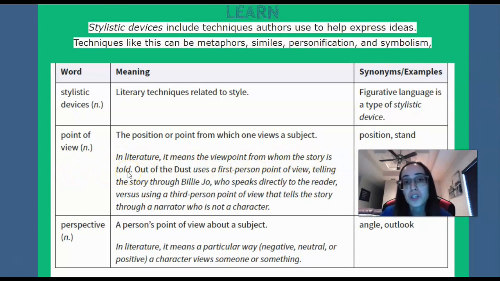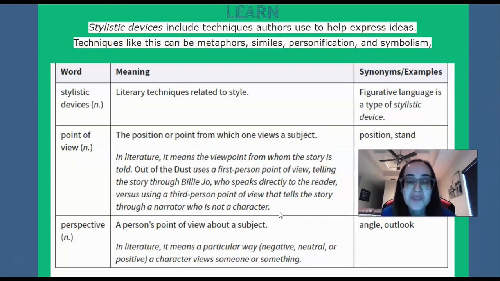Now, in point of view, we should already know that we have a first-person point of view and a third-person point of view. Out of the Dust uses a first-person point of view, telling the story through Billy Joe, who speaks directly to the reader, versus a third-person point of view that tells the story through a narrator who is not a character. So in this case, what would you think Bud, Not Buddy and Out of the Dust were? Would you think they are first-person point of view or third-person point of view?